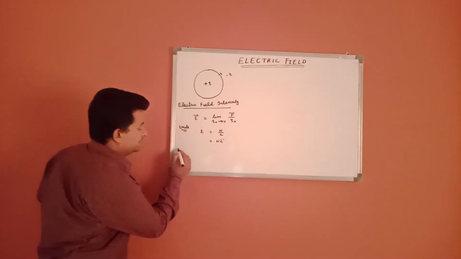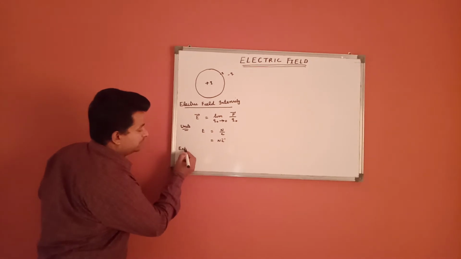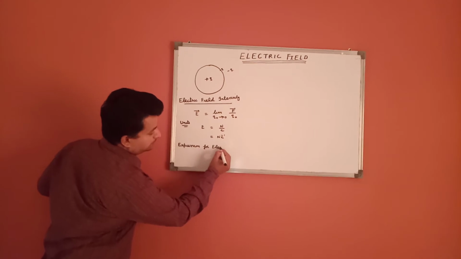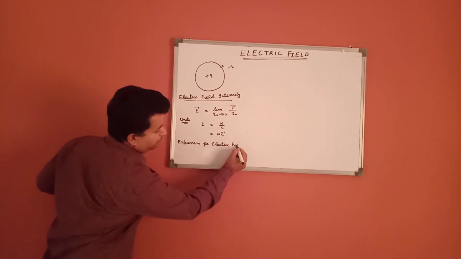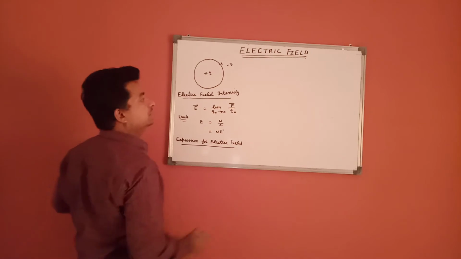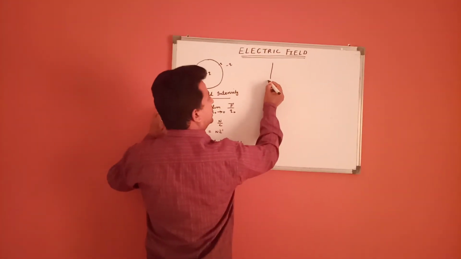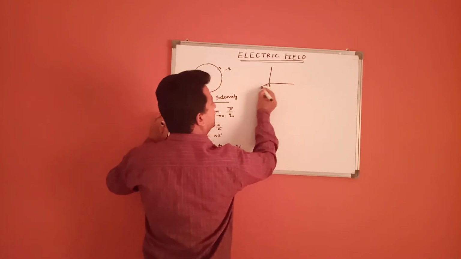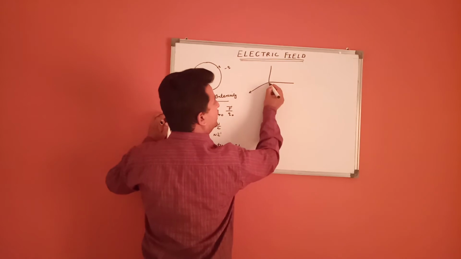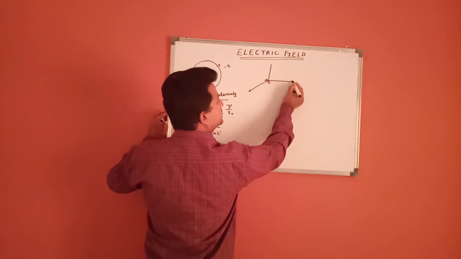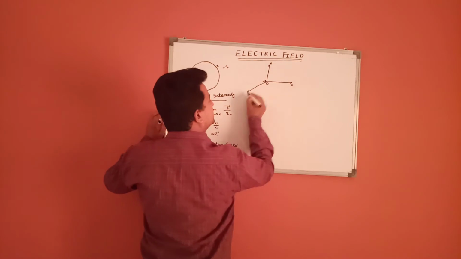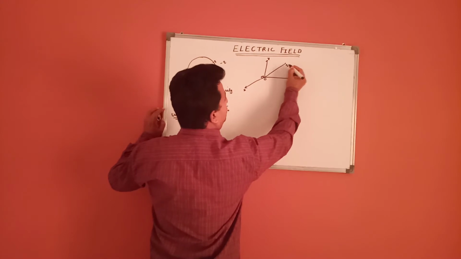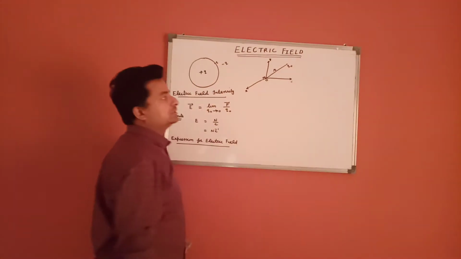The next topic is expression for electric field. For this expression, let us consider a charge plus q placed at this point. There is a frame of reference. This is point O, charge plus q. This is x-axis, this is y-axis, this is z-axis. Let us consider another test charge q naught placed at a distance r.